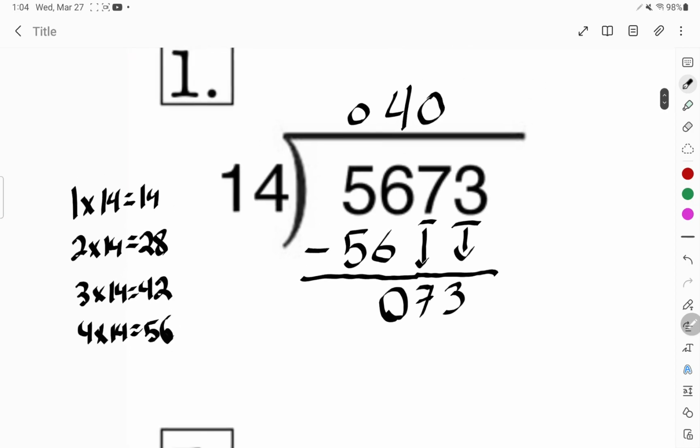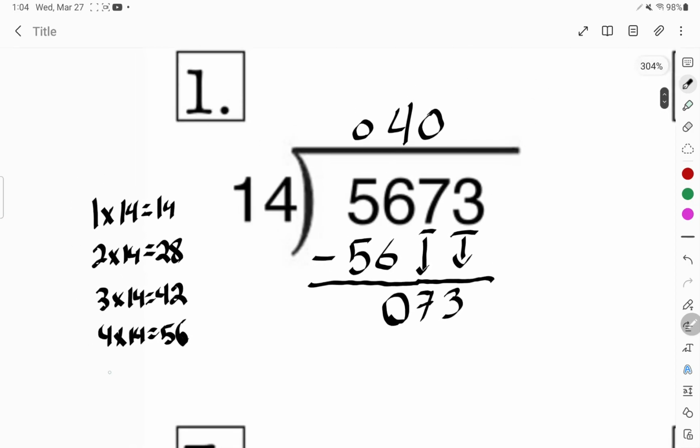How many 14s can I fit into 73? Well, let's continue our multiplications here. So 14 times 5 is going to be 70. And I'm going to stop right there, because if I do another 14, I'm going to go over that 73, right? So I can only fit 5 in this case into 73. So that gives me a 70. And I'm going to subtract them. So in this case, I'm going to get a remainder of 3.